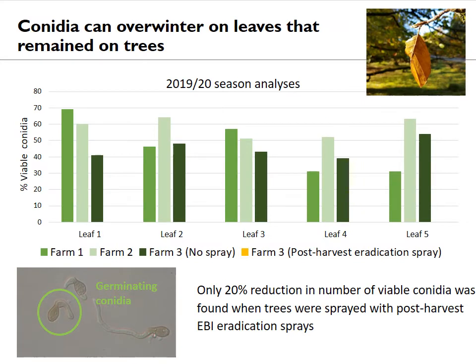So for the first objective, leaves still attached to the trees after the winter were collected and used to observe germinating conidia to determine their viability. It was determined that conidia can survive the winter on leaves that remained on the trees, and that post-harvest EBI sprays reduced the number of viable conidia by only 20%.